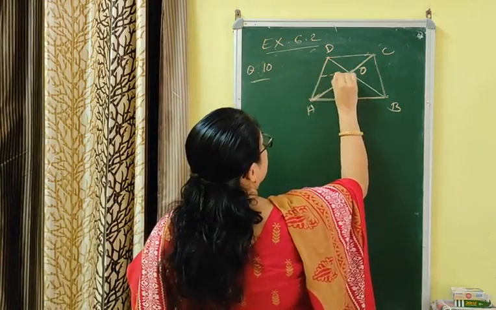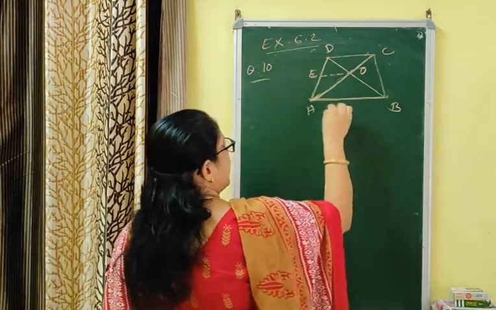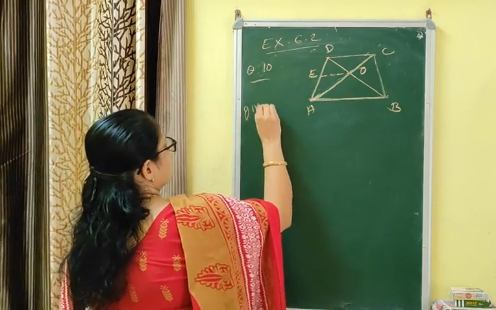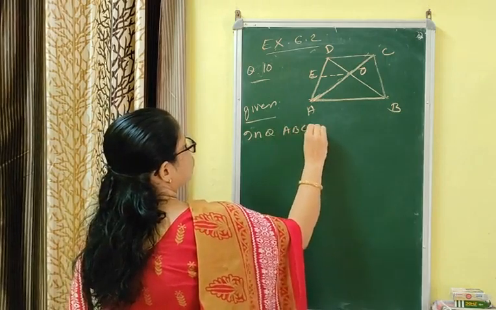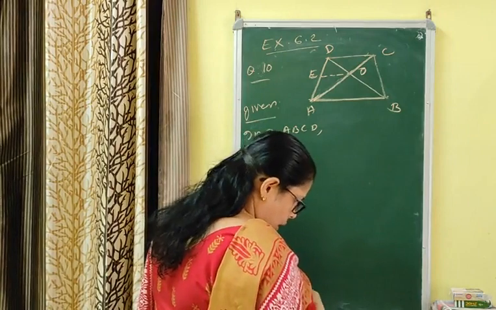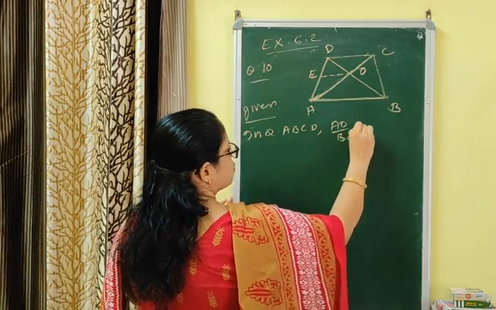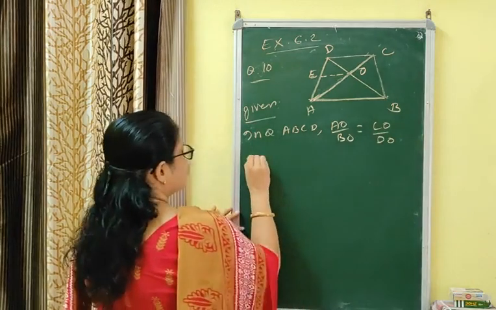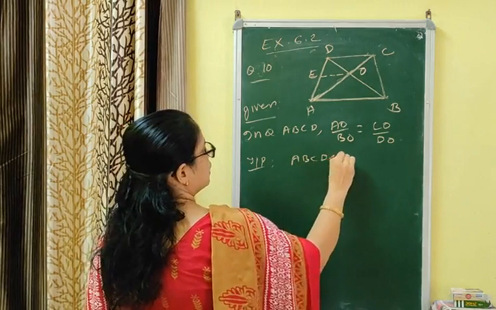Again, you have to draw a line through O parallel to AB. We have drawn the line parallel to AB. Now, first of all, write the given. What is given? In quadrilateral ABCD, the diagonals AC and BD are intersecting at O such that AO by BO is equal to CO by DO. This you are given. Now to prove, you have to prove that ABCD is a trapezium.